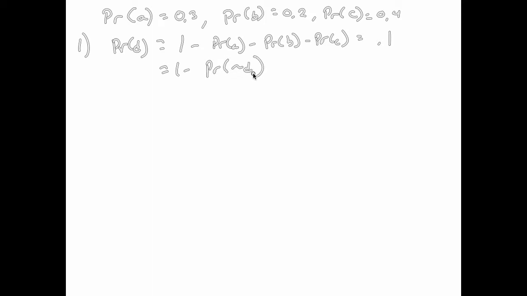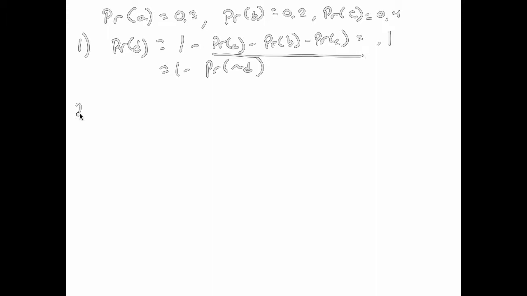Not D. Well, what's not D? Well, these are mutually exclusive, so no two can happen at the same time. So not D means either A happened, or B happened, or C happened, but not any combination of the two. So that's why not D is the same as probability of A plus probability of B plus probability of C in the case that they're mutually exclusive events.